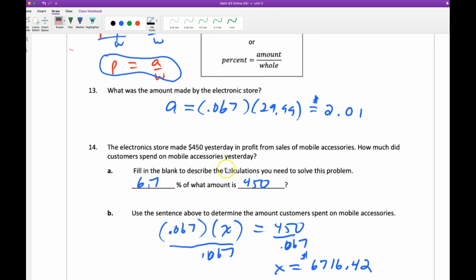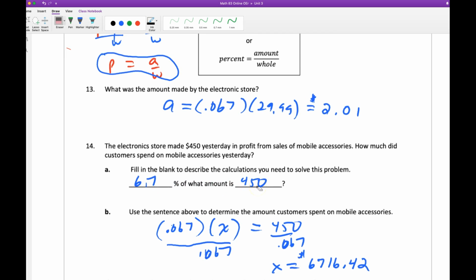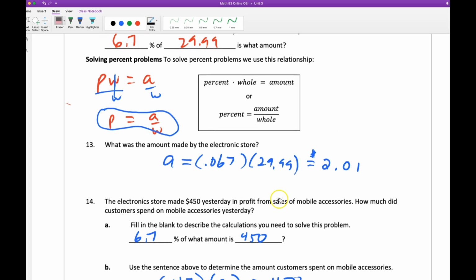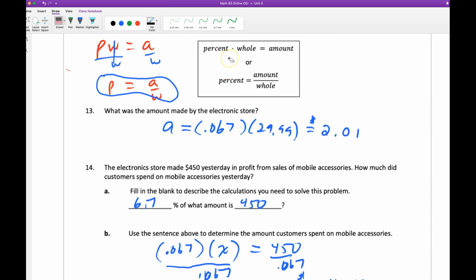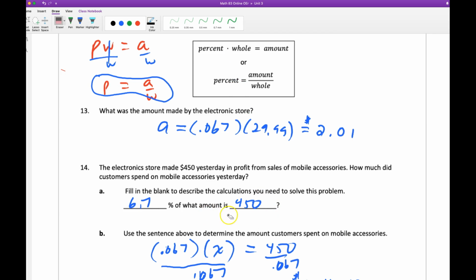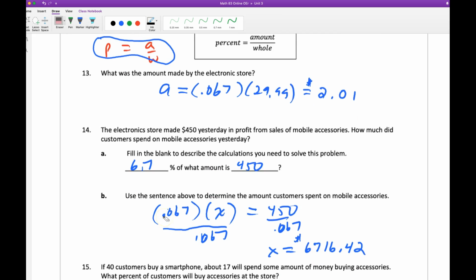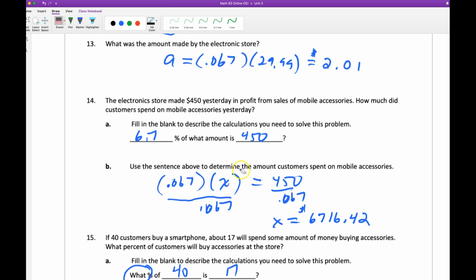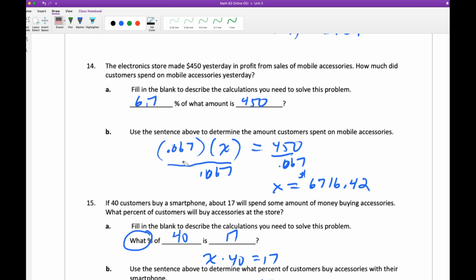How about in a case like this? 6.7% of what amount is 450? Notice in this case, we have a different situation here. We're taking a percent of something, and that equals 450. In this case, that's the whole we're looking for, and so that would be the whole amount. 450 is smaller than the whole, because 6.7% is not 100%.